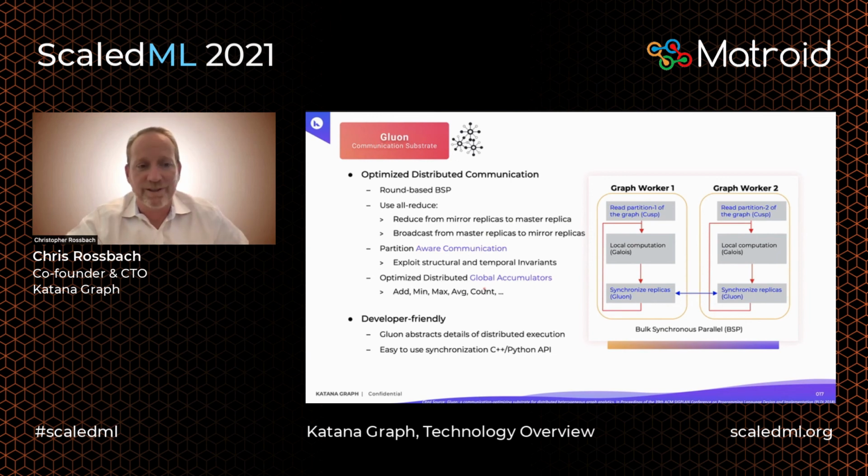So Gluon itself is very developer friendly because it abstracts away all the details of distributed execution. Right? It's a key enabler of this single machine abstraction over multiple machines operating on a distributed graph.